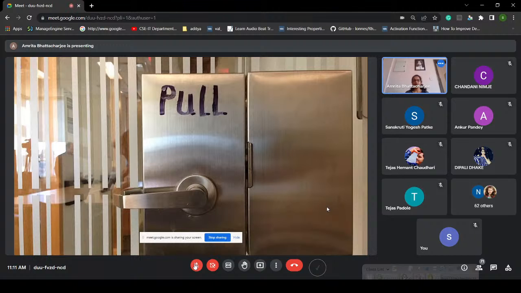So what is the difference between design as a discipline and designing anything? The examples I am showing are also designed by someone, these doors. But what is the difference? The main difference lies in the term design thinking. Whenever we say design as a discipline, the backbone of it is design thinking.